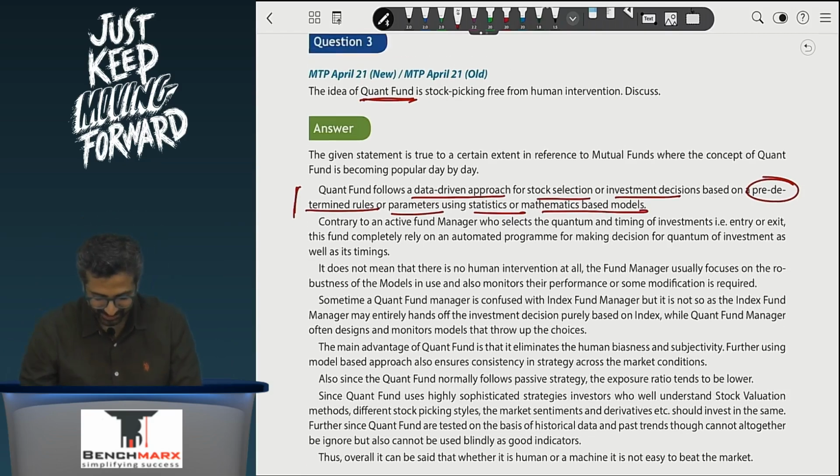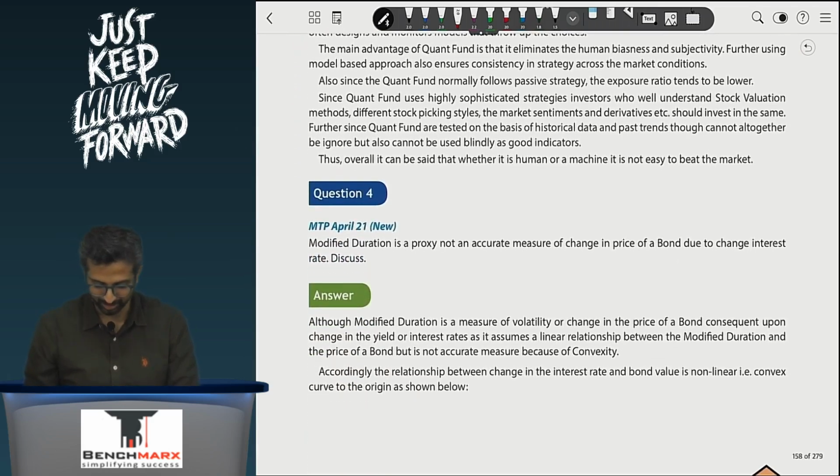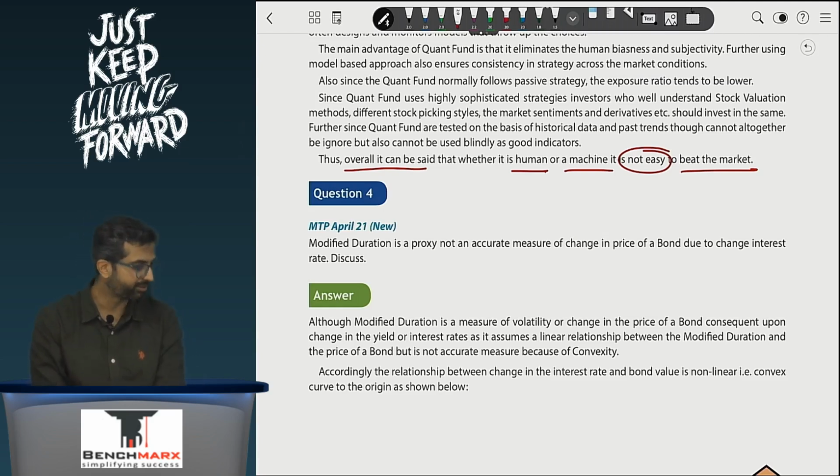Okay. So over here this is regarding quant funds. Again at the end we have said overall it can be said that whether it is human or machine, it is not as easy to beat the market. Even if it is quant funds, it sounds sophisticated, but it is not very easy to beat the market.